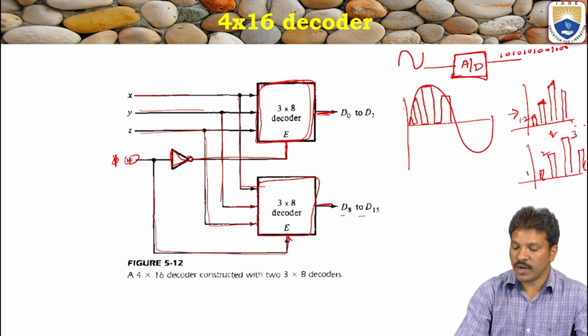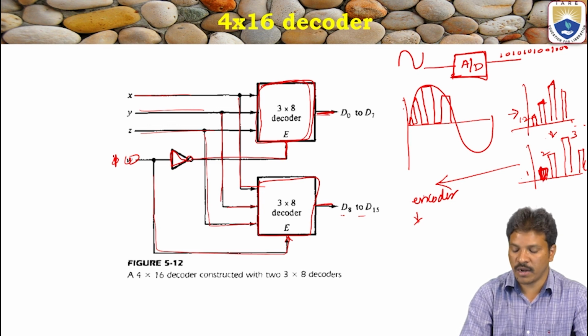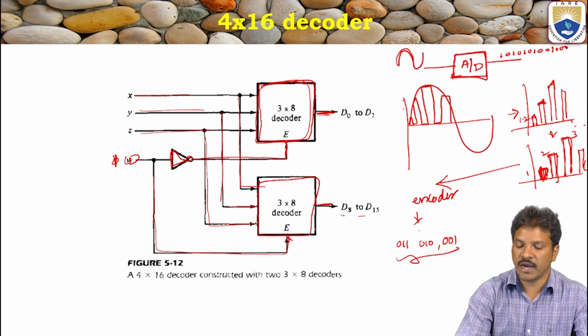Then this signal is connected with the encoder. For this encoder, the input sample number is 1, and its corresponding 3-bit binary information is 0, 0, 1. Next, what is its corresponding binary information? For the sample 3, it is 0, 1, 1. Likewise, we will generate the binary information for the corresponding samples. So likewise, we can generate the analog to digital conversion.